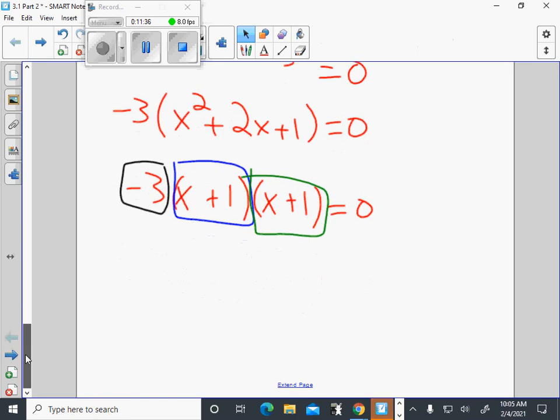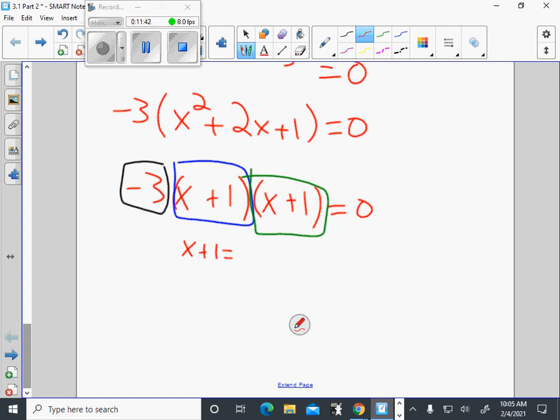Okay, so if I solve this, I can say x plus 1 is equal to 0, so x is equal to negative 1. x plus 1 is equal to 0, so that'll be the same answer, right? So I don't even have to do that. I'll get x equals negative 1.